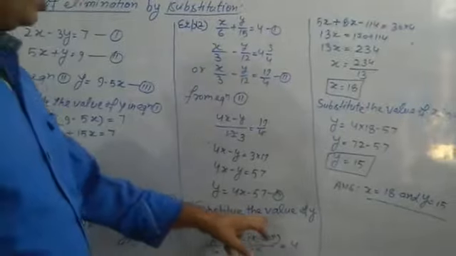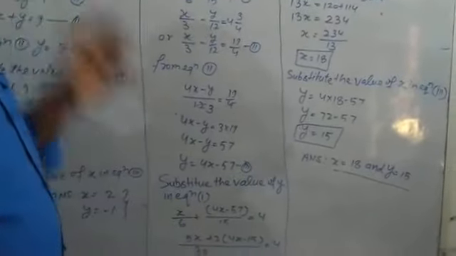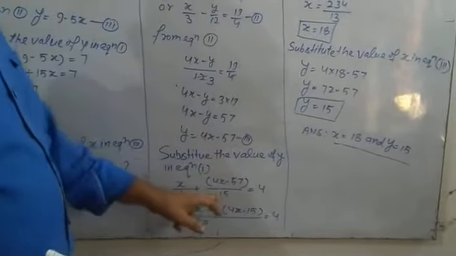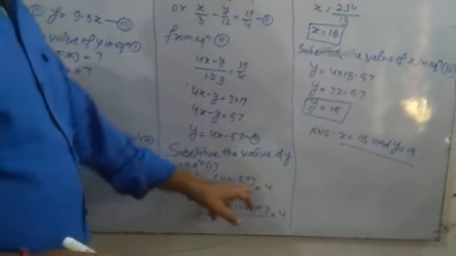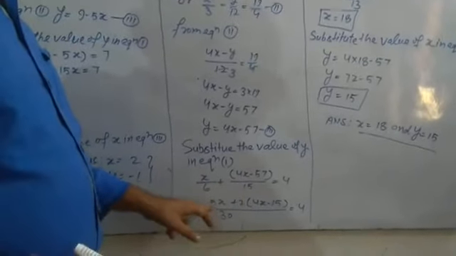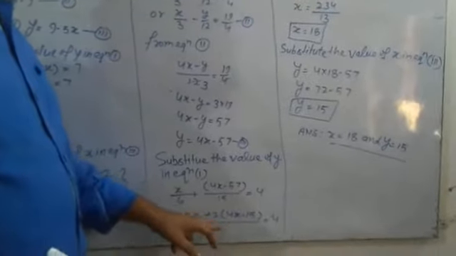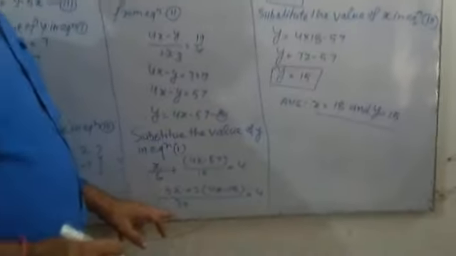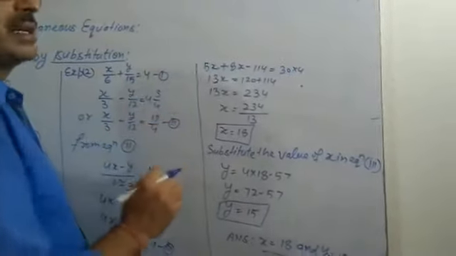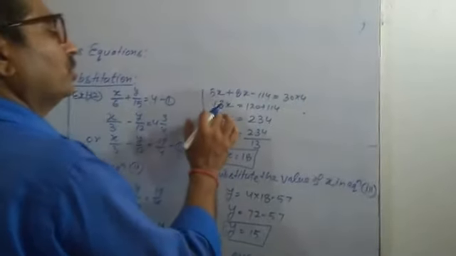Substitute the value of variable y in equation 1. x by 6 plus (4x minus 57) in the place of y upon 15 equal to 4. Taking LCM of 6 and 15, 5x plus 2 into (4x minus 57) upon 30 equal to 4. 5x plus 8x minus 114 equal to 120.